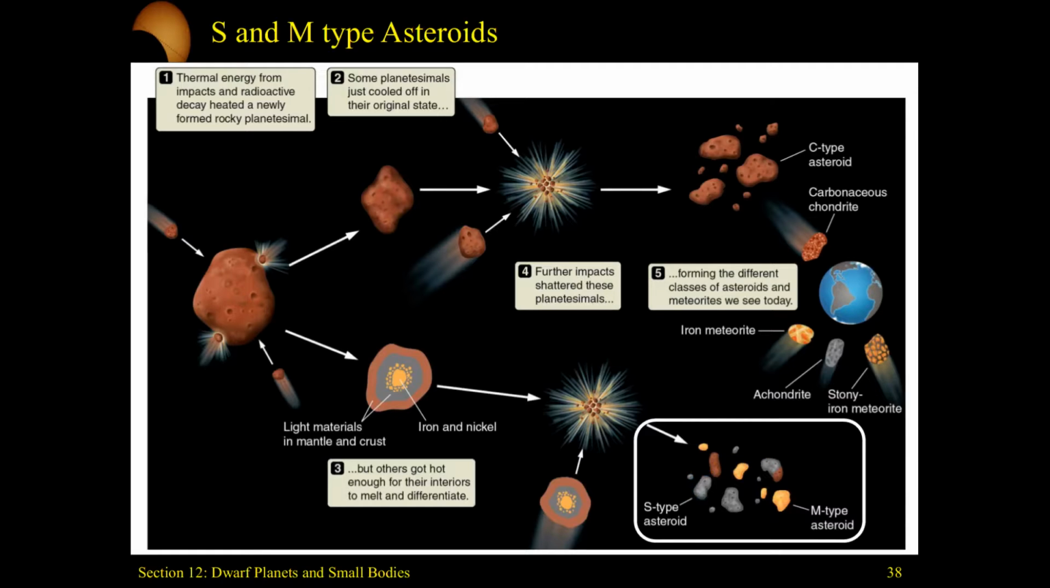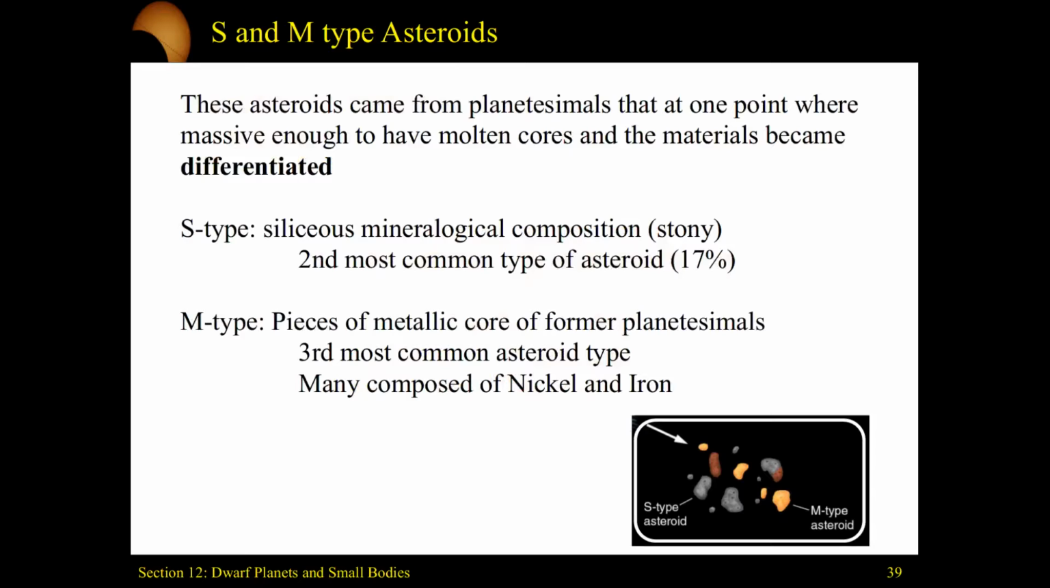and M type asteroids. So the S are the second most common, siliceous mineralogical compositions, basically the rocks that we like to think of. Whereas the M's are the metallic cores of these dead planetesimals, and this is finally the third most common type of asteroid we find. They're going to be composed of metals like nickel and iron. So one of the reasons for this naming convention of M: nickel and iron are two of our natural ferromagnetic elements. Do you remember the third? It's cobalt.